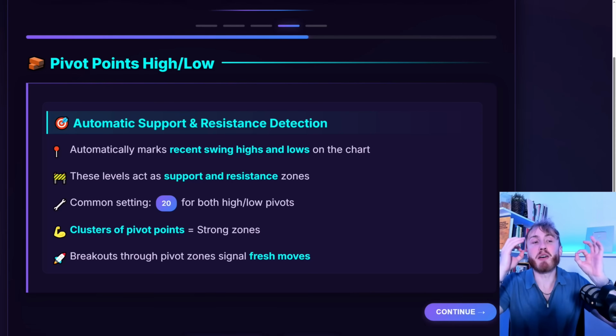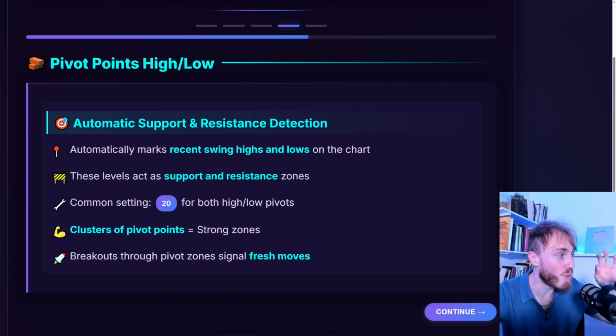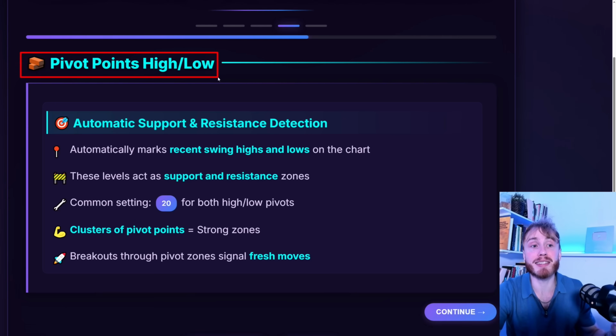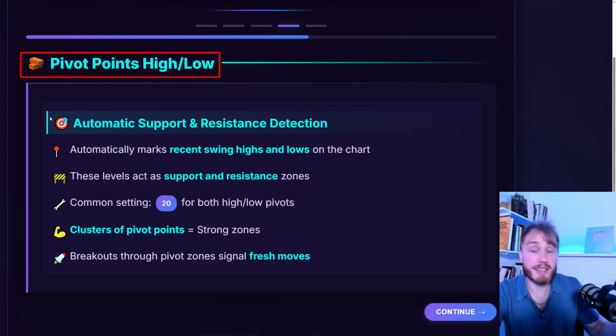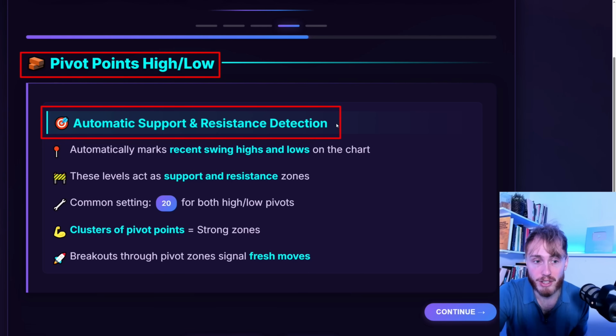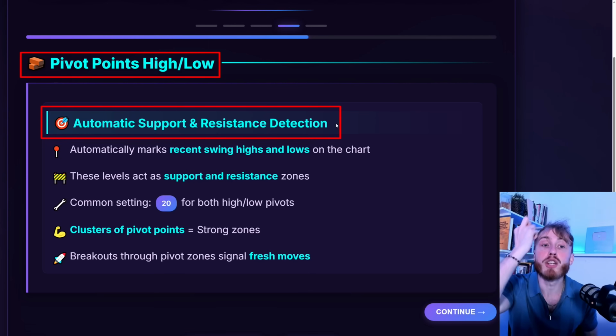Alright, so now it's finally time to take a look at one of my favorite indicators of all time, especially when it comes to finding important support and resistance levels in the market. And this indicator is the pivot points high and low. This indicator can help you with many different things, but as I said, one of my favorite methods to use this indicator is for automatic support and resistance detection.